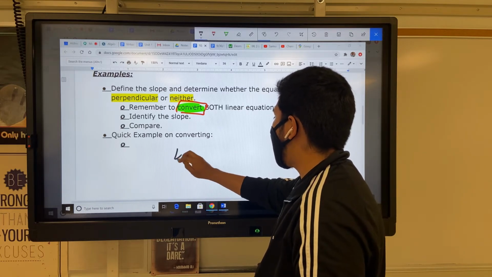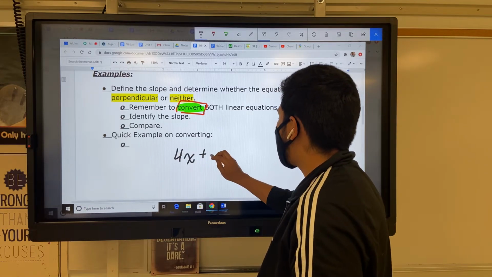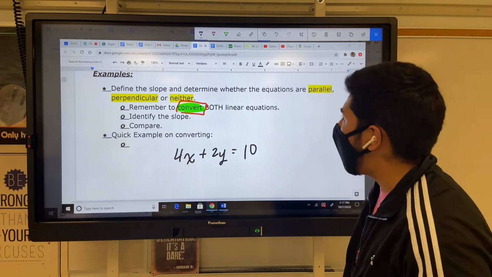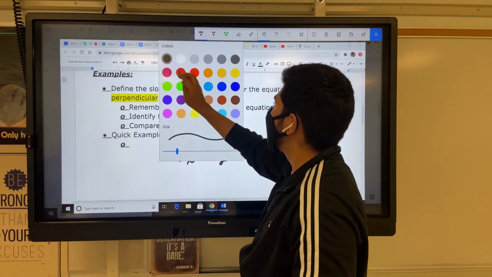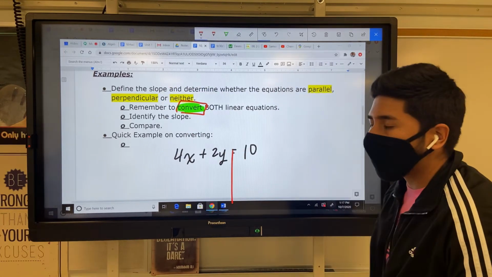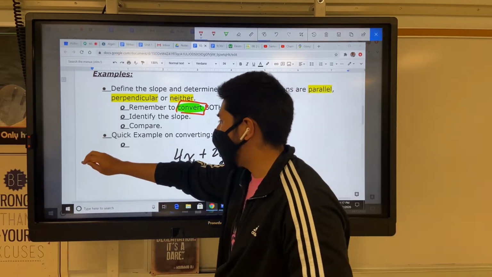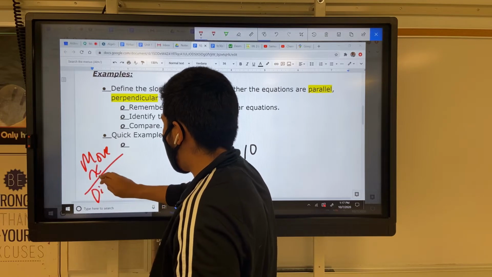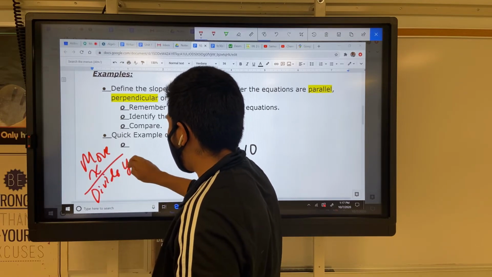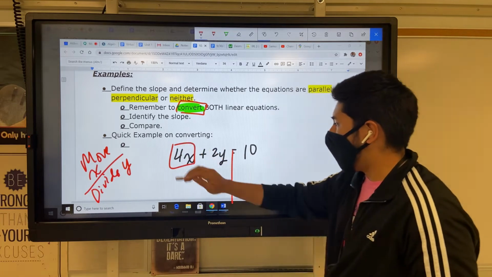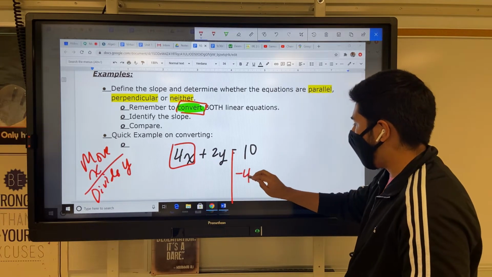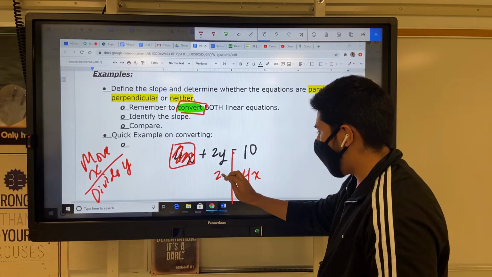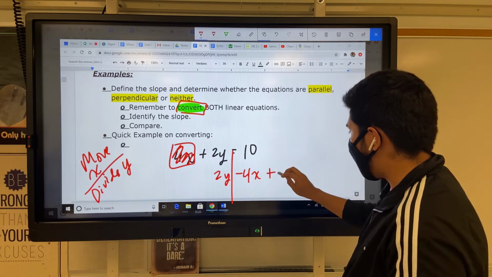Quick example, write this down or put this in your example thing. Let's do 4x plus 2y equals 10. That's what we start with. Moving the x first, so let's remember we move x and then divide by y. Moving this x over becomes a negative 4x. Bring everything down, that's a positive 2y, and a plus 10 because it's positive.